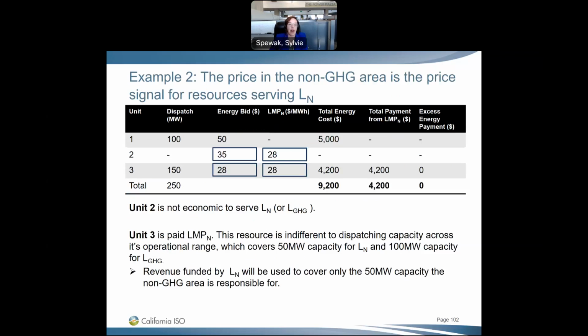Now let's check that prices in the non-GHG area are efficient. We are just considering the energy bids, not energy plus compliance. So Unit 2 submits an energy bid of $35 per megawatt hour, and Unit 3 submits an energy bid of $28 per megawatt hour. The LMPN is 28. So resource 2 does not have an incentive to put any of its capacity on the grid. Resource 3 does, but it's indifferent across its operational range, so it has its total costs covered, and this is the right price signal for that resource.